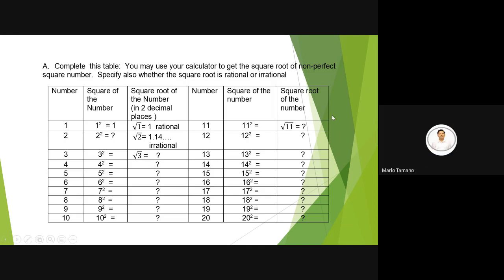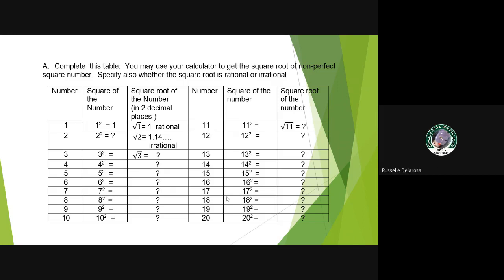Sige. Next, dito naman, sa square root of 4 hanggang sa square root of 9, may mga irrational dyan. Can you name the irrational numbers? Square root of 5, square root of 6, square root of 7, square root of 8. Apat po ang irrational between square root of 4 and square root of 9. Did you get? Yes po.